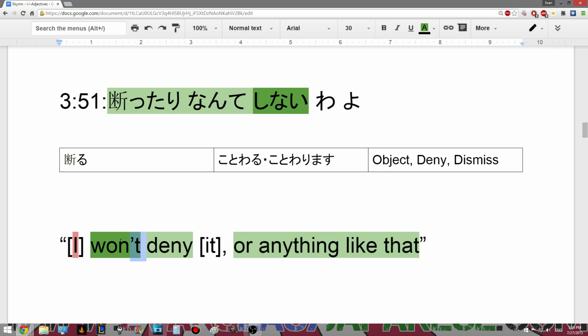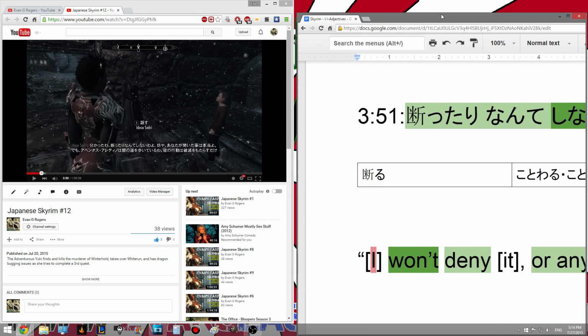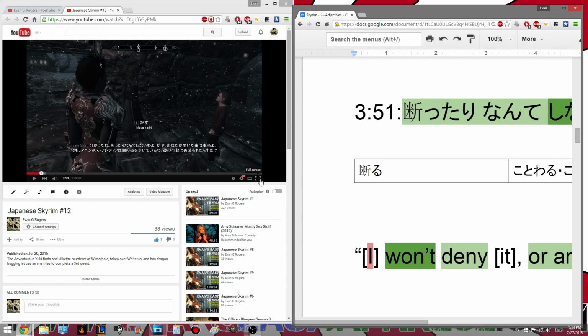Shinai is the I won't do, and kotowaru is the deny aspect. She doesn't mention the subject because it's understood to be her, and this wa yo is just sort of saying I assert what I just said. Alright, let's get funky fresh and hear her say it again.